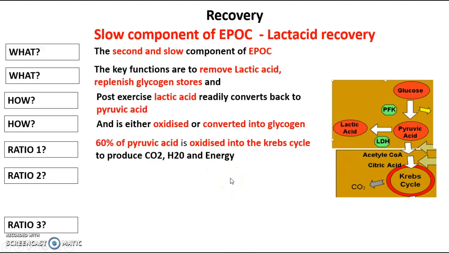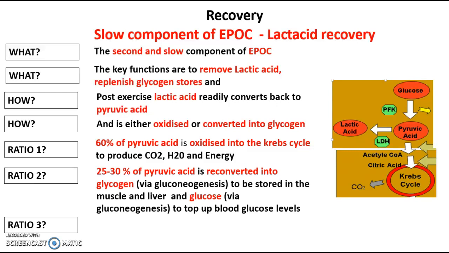to allow us to recover. Now, the second ratio from within pyruvic acid is that 25 to 30% of pyruvic acid is reconverted into glycogen and glucose. As you can see on the red bits here, glycogen and glucose. Now, these have got some relatively complex terms, but the complex terms are always the things I think you really try and attack and make sure you remember.